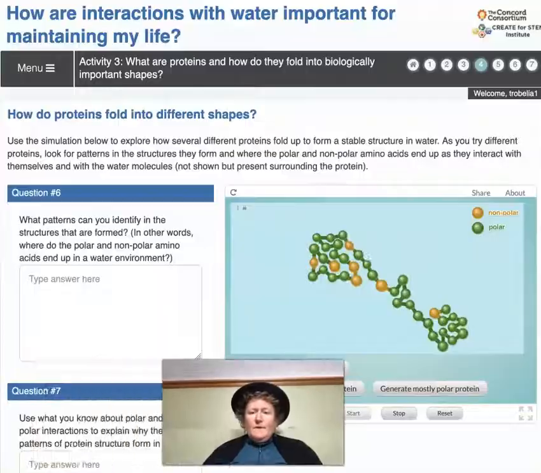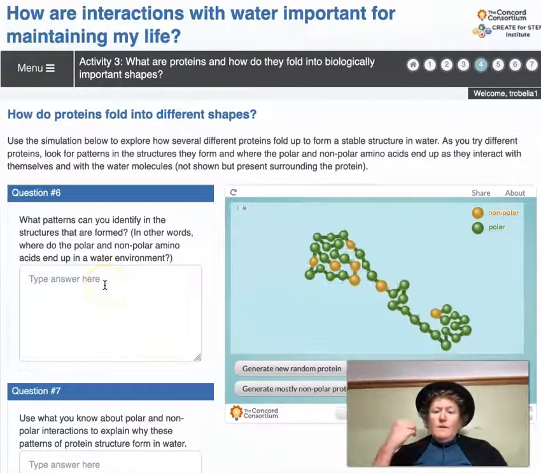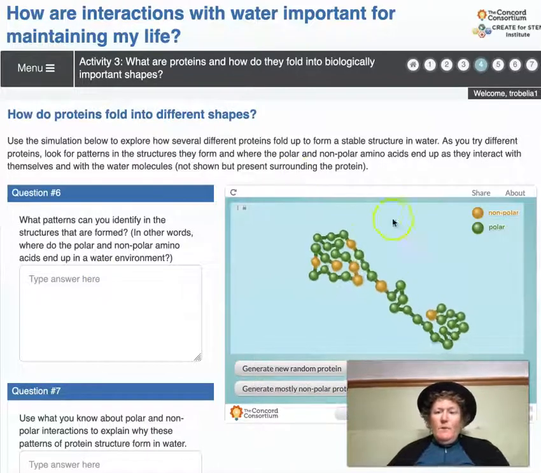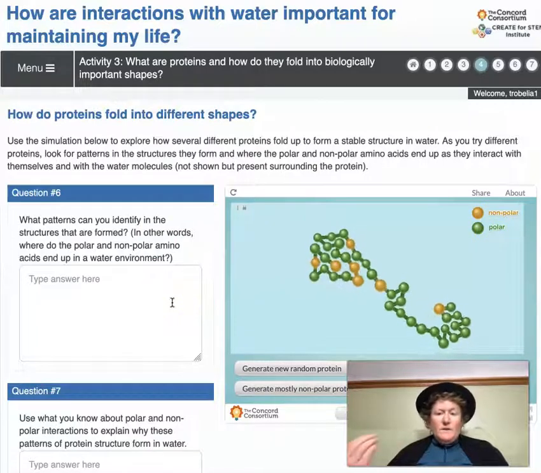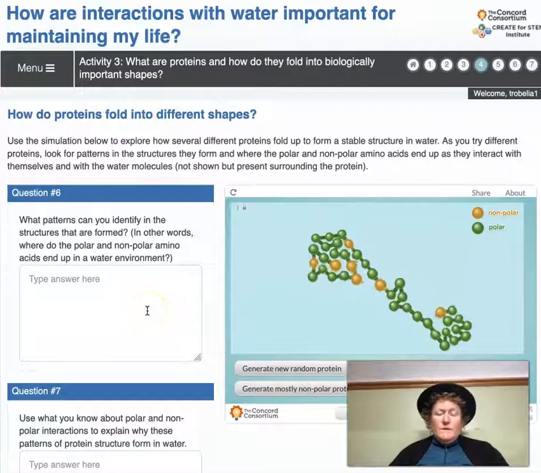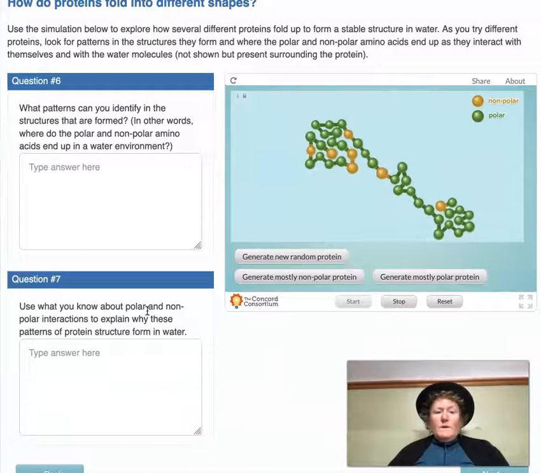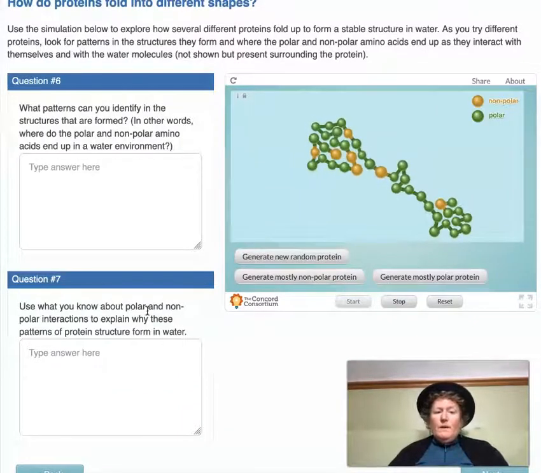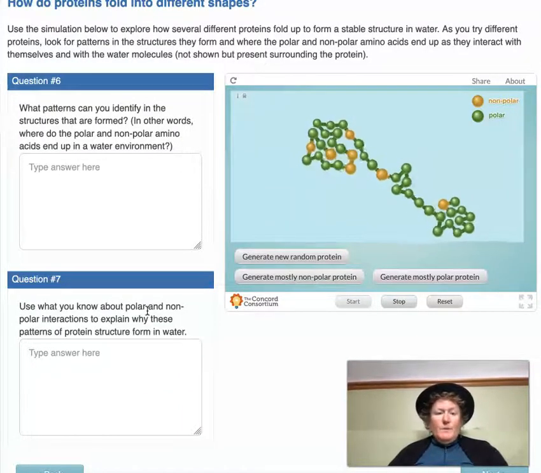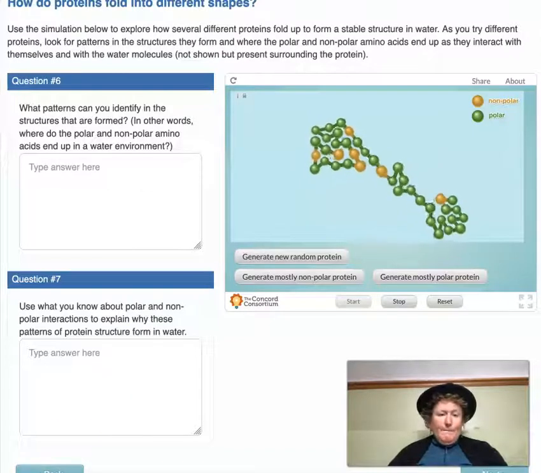So what patterns are we seeing? That's the question in number 6. See if you can find some patterns where nonpolar and polar are behaving. Are they behaving differently? Are they behaving the same? What happens when you fold proteins that are primarily polar or nonpolar? What do we remember about polar and nonpolar interactions from an early part of the lab to explain why these patterns of protein structure form in water?